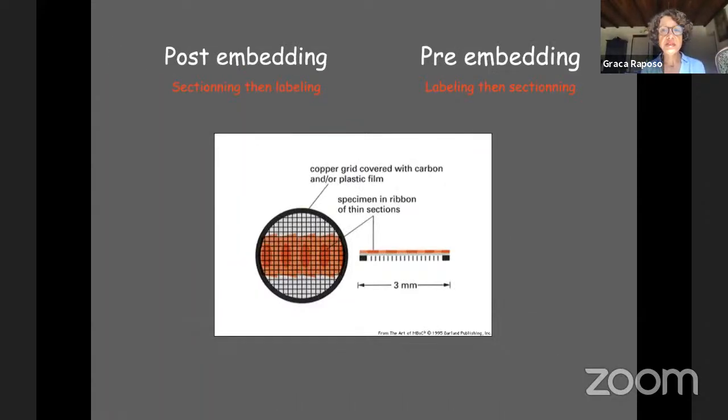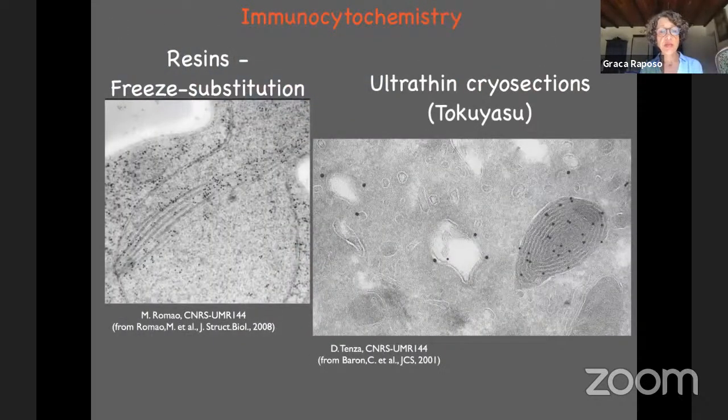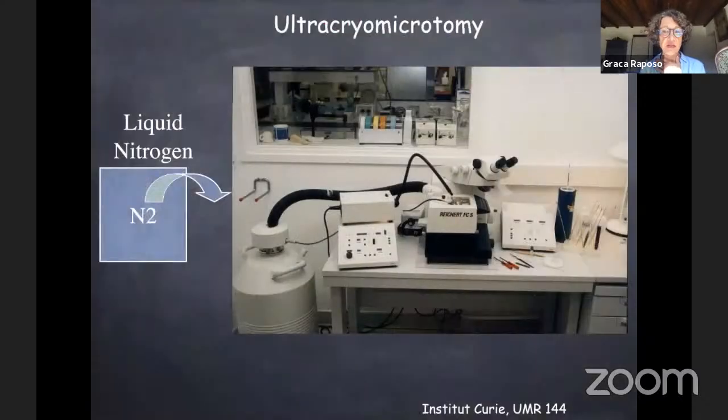Sometimes you cannot preserve antigenicity for some antibodies, but at the same time you need to preserve ultrastructure. So you have different techniques: pre-embedding labeling, then sectioning, but I'll give you just an example of post-embedding, sectioning and then labeling. There are two examples, resins and freeze substitution, but this is quite particular, and today I'll give you more the examples of the Tokuyasu technique that we have been using for many, many years.